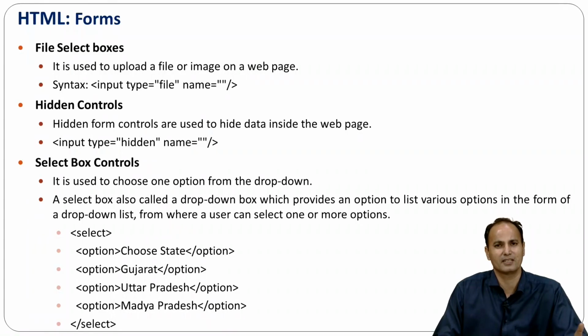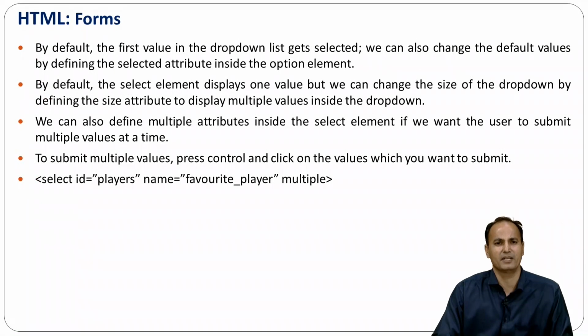To create a select box, just write a select tag, and within this select tag you can have the options. Once all the options are given, you just close the select tag, and it will be easily available to the user. By default the first value in the drop down list gets selected. We can also change the default value by defining the selected attribute inside the option element.